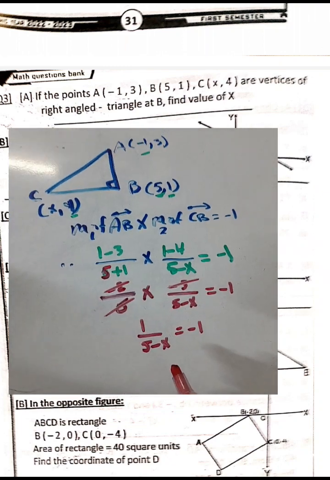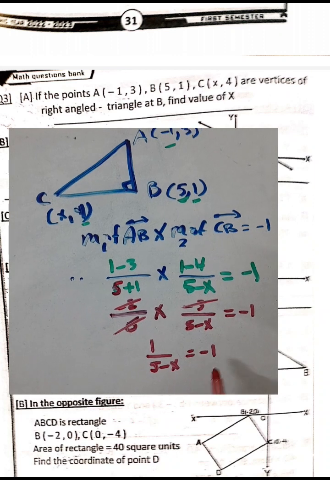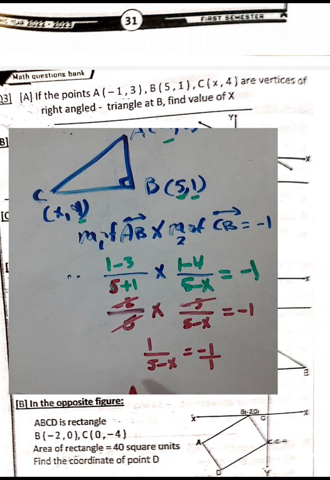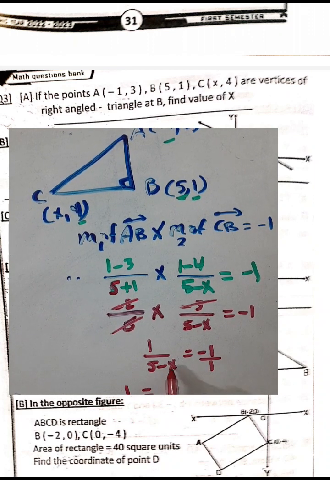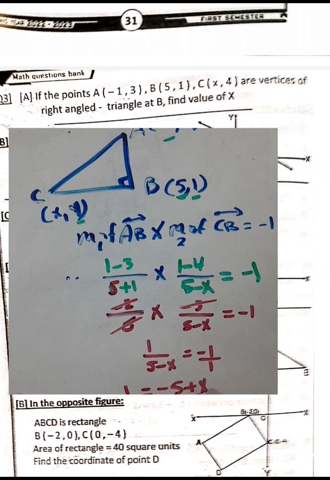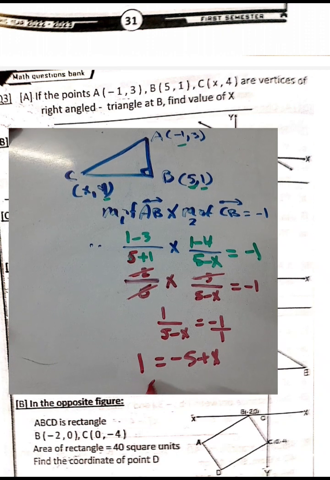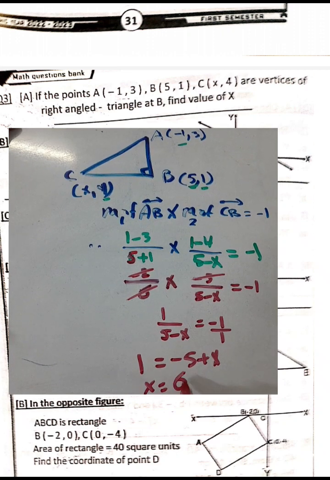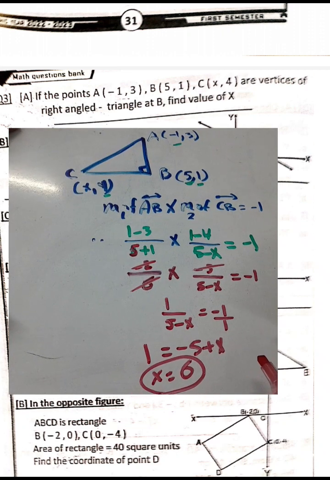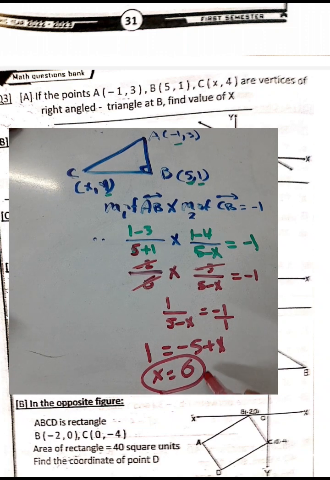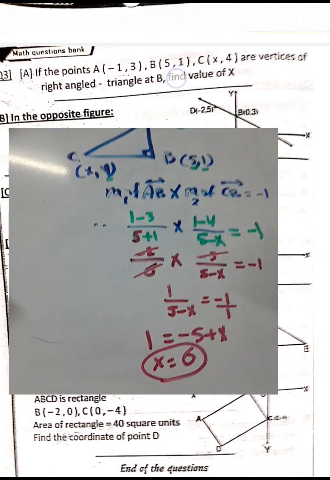And then you can simplify it by using the rule product of extremes equals product of means. 1 times 1 equals 1, and negative 1 times 5 minus x will be negative 5 plus x. And then you can move the negative 5 to the left hand side to find the value of x. 1 plus 5, it will be 6. Then the value of x, it will be what? It will be 6. It's question number 3.